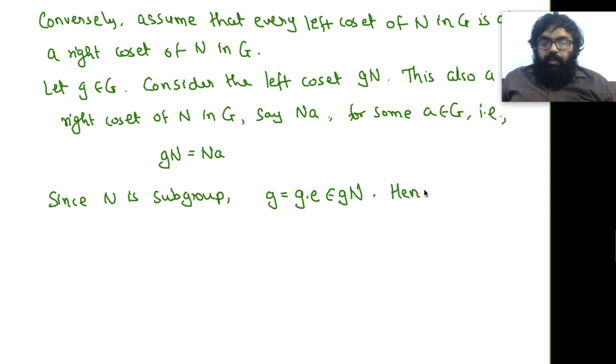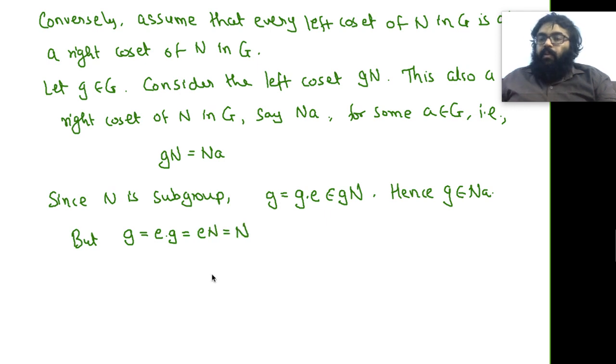And hence, what must we have? g belongs to gN, and gN equals Na. This gN, which was a left coset, is also a right coset, but we have to show that it is a right coset with respect to the same element g, small g. So suppose gN equals Na. Then g equals g e, because the subgroup has the identity, which is an element of gN, and therefore g belongs to the right coset Na. But we know g can also be written as e g.